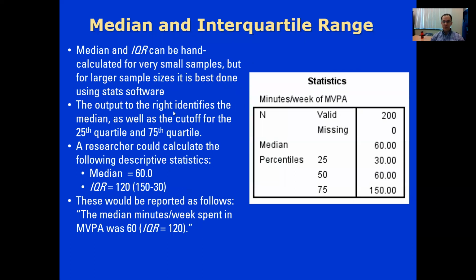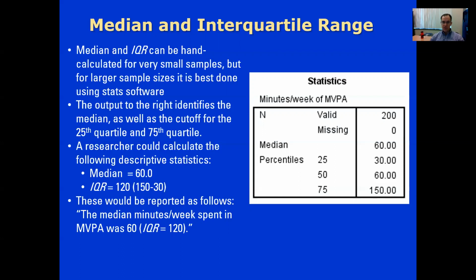Now, the median and interquartile range can be calculated using SPSS. It could be calculated by hand if it's a small sample set, but most likely you're going to be using statistical software. The output to the right identifies the median, as you see here, the median of 60, as well as the cutoff for the 25th percentile. Percentiles and quartiles in this case are the same. But here is the median of 50%, and here is the 25th percentile and the 75th percentile.